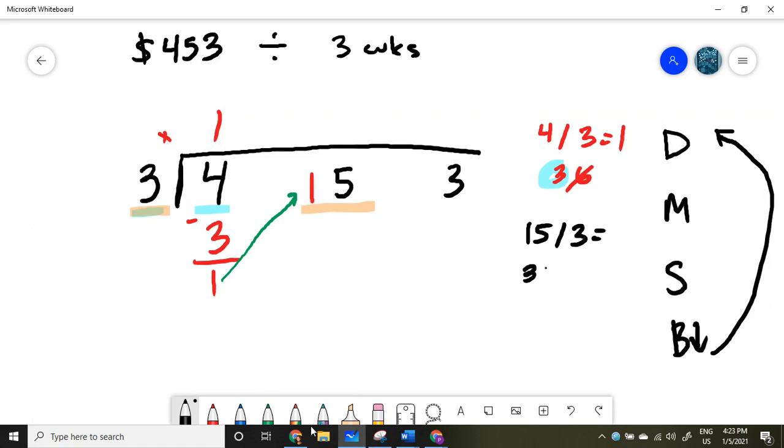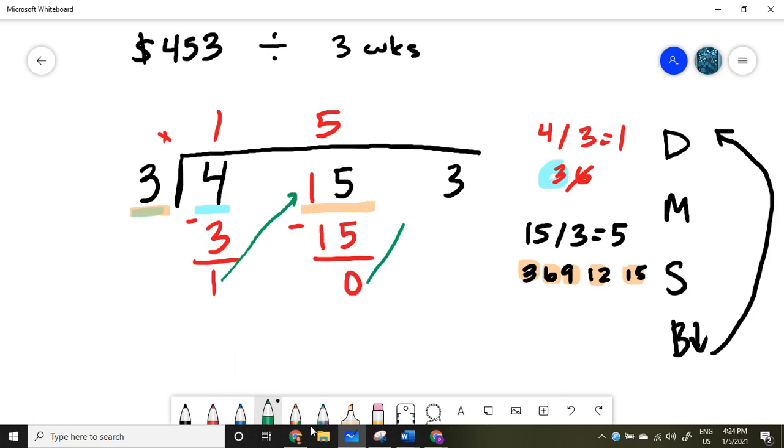I can skip count 3, 6, 9, 12, 15. I stop when I hit 15. I was able to skip count 5 times. So my answer is 5. Then I multiply again. 5 times 3, that's 15. Next I subtract. 15 minus 15, that's 0. And then I bring over my digit, which is a 0.